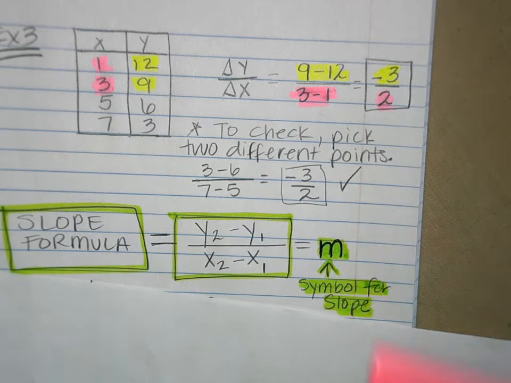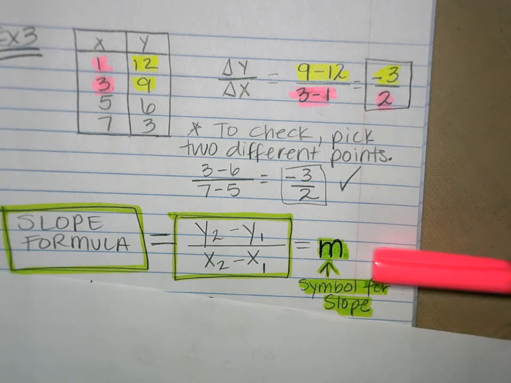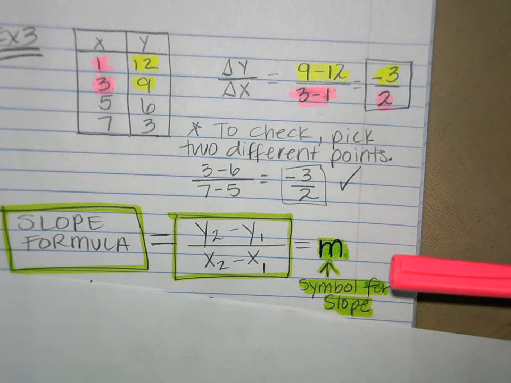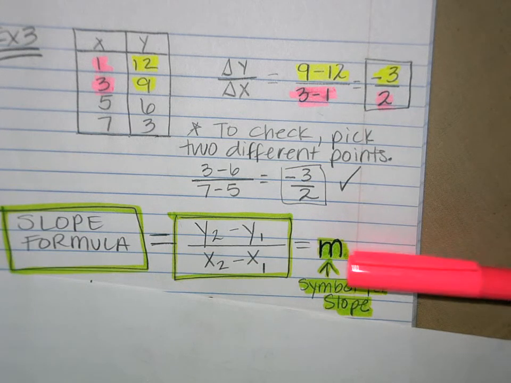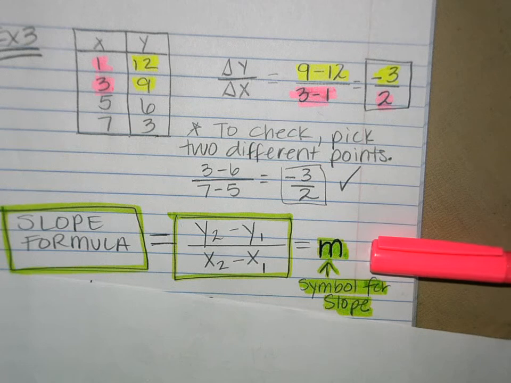And M is the symbol for slope because the word for slope in the Latin language starts with M. So we kept that. It would make a lot of sense to put an S, right? Equals S. But we kept the Latin word for slope.